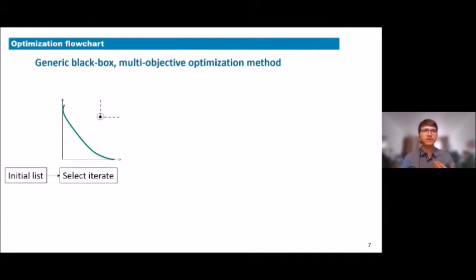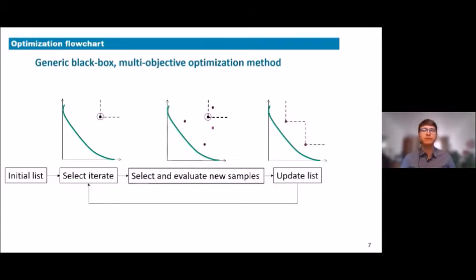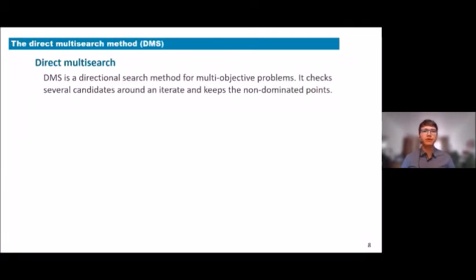So what it does is it selects an iterate from the list in every iteration, and then generates some new designs that surround this iterate, which then map to the objective space in some way. And hopefully you find some better designs that you can then use to update the list. And going through this cycle several times over, you end up with a final list that is hopefully a good approximation to the Pareto-front. One question that remains is, how do we select these new samples? And that takes us to the optimizer we're using here, which is direct multi-search, DMS, which is basically the multi-objective generalization of the common pattern search approach.